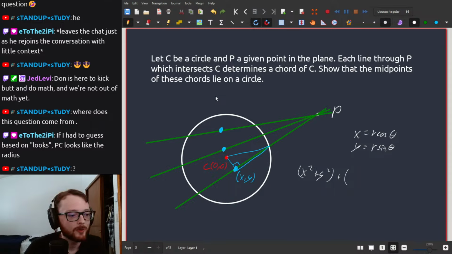But I guess based on looks, PC looks like the radius. I was thinking that too. Oh wait, PC is the radius. I guess yeah, the line through C would have to be. So Sharda was saying that P is not necessarily the center of the new circle, or that it probably isn't. I feel like it should be, but I don't really know that. That's just a gut feeling that I had too.